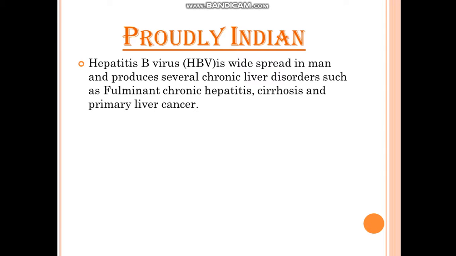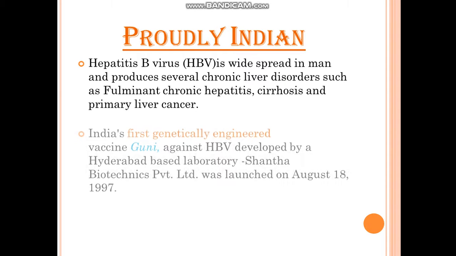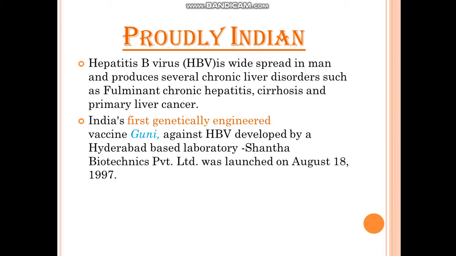hepatitis B virus or HBV is a widespread disease in man and produces several chronic liver disorders such as fulminant chronic hepatitis, liver cirrhosis, or maybe primary liver cancer. So what is the underlying cause? The hepatitis B virus. And you can proudly say that India's first genetically engineered vaccine, Guni. The name is taken from the Sanskrit word gun, or in Hindi also gun.